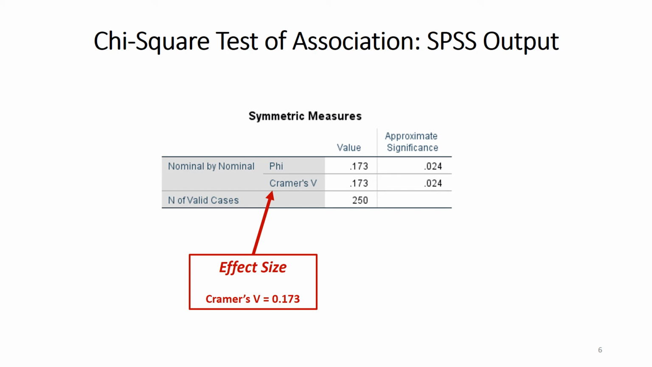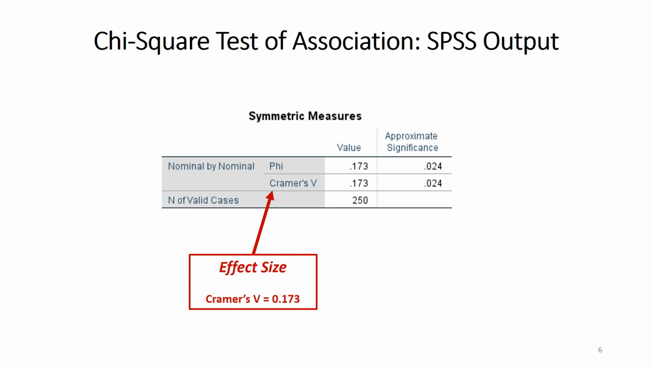But Cramer's V is always going to be a more conservative estimate of the effect size or the strength of association between the two variables, and therefore is often used as the go-to catch-all. So I tend to encourage students to report Cramer's V whenever you run a chi-square test. And all you have to do is report it. You look at Cramer's V, you see a value of 0.173, and you report it.